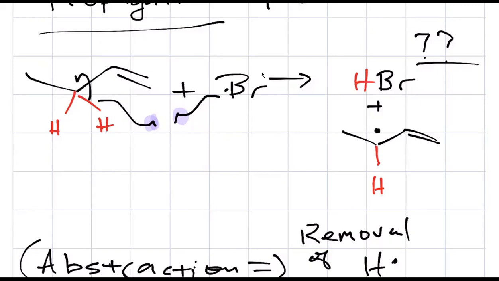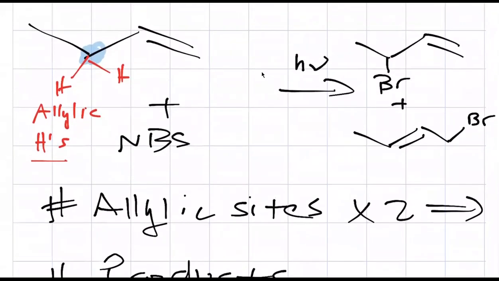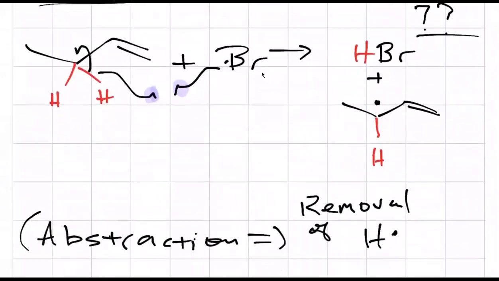Is that what the arrows indicate? Yes. All right. So this is my new radical that I made in propagation. Now let me ask you a question. We could terminate that, but if you look up top, we actually get two products. So where do you think that other product is going to come from?